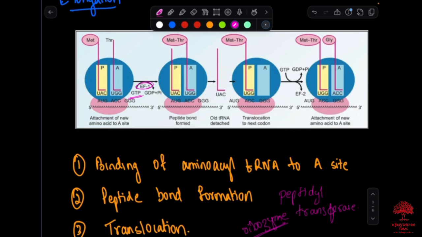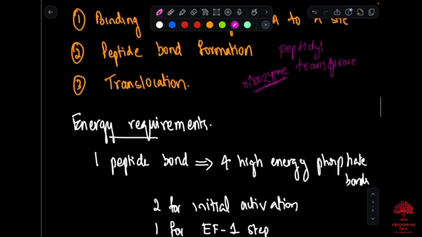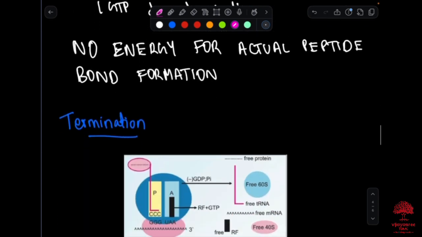Now the tRNA fixed to the P site does not carry any amino acid, so it will be released. Then the whole ribosome moves over the mRNA by one codon distance, and the peptidyl tRNA is translocated to the P site. That is how translocation to the next codon takes place. For this step, we require GTP hydrolysis, and EF2 is responsible. Finally, a new amino acid will now attach to the A site. That's the translocation step.